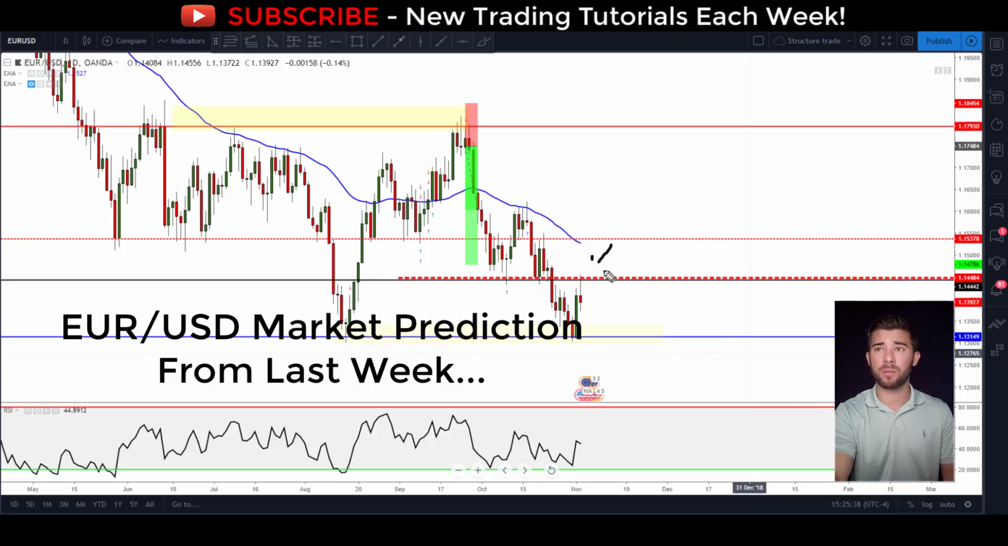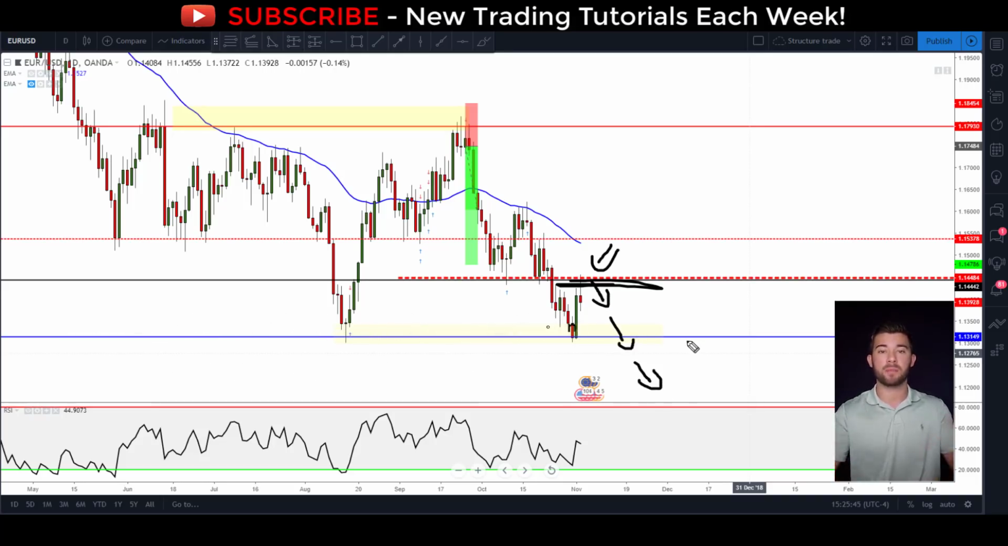But this is one of our best case scenarios: this market comes into this level, we get a trend continuation play on a lower time frame that puts this market into trend continuation, and you make massive profits.